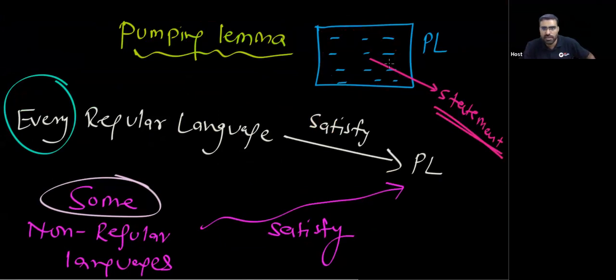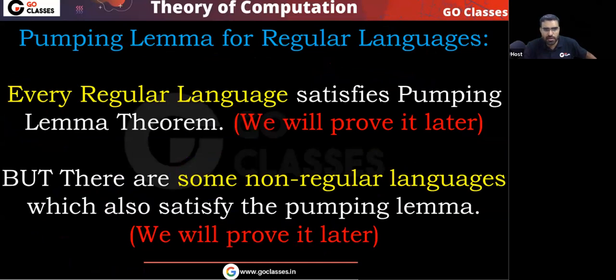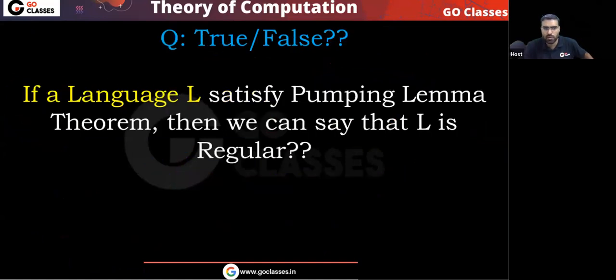But the point is that every regular language will satisfy the pumping lemma. For every regular language, the pumping lemma will be true. But for some non-regular languages, the pumping lemma will also be true. So this is the point. Now tell me the answer for this question. Read this question and tell me, is this true or false? If a language L satisfies the pumping lemma, then can I say it is regular?